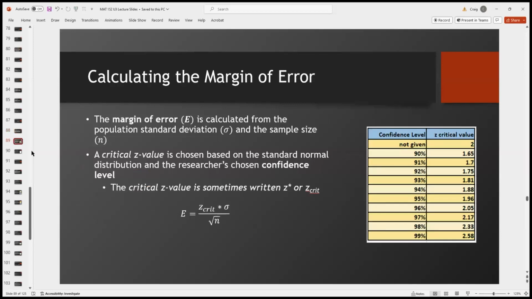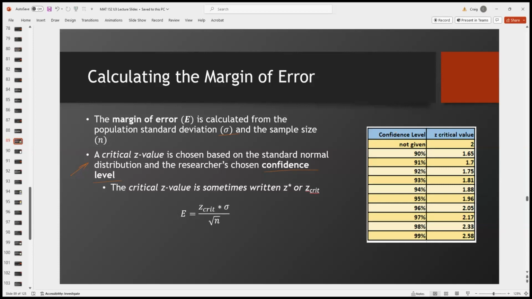And so again, you've had these pieces in a way. The margin of error is calculated from the population standard deviation and the sample size and what's considered a critical z-value. And this is chosen based on what we call a confidence level. The confidence level is just how confident we want to be in our estimate. You'll see how this relates to the normal distribution in just a minute.